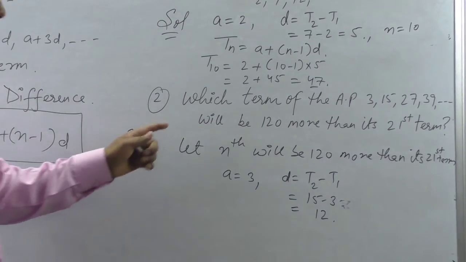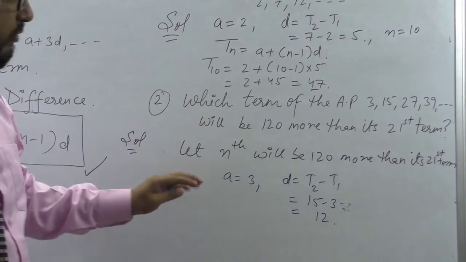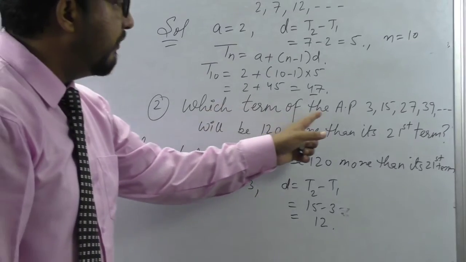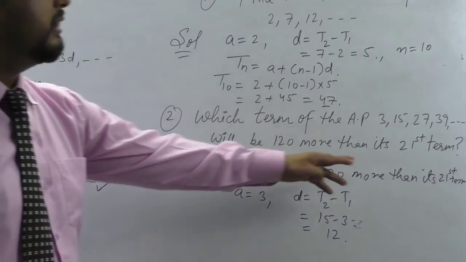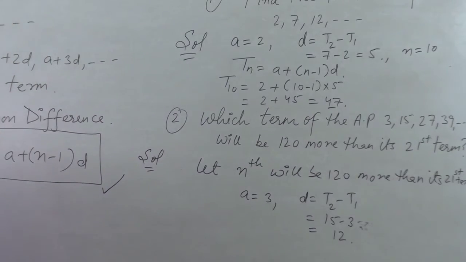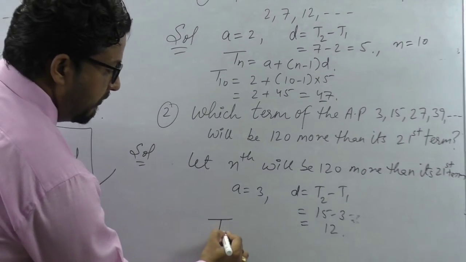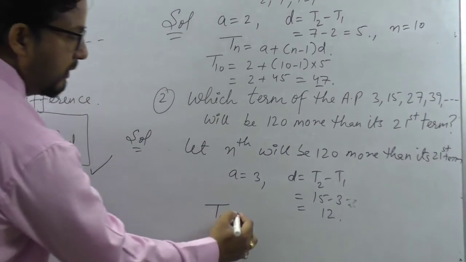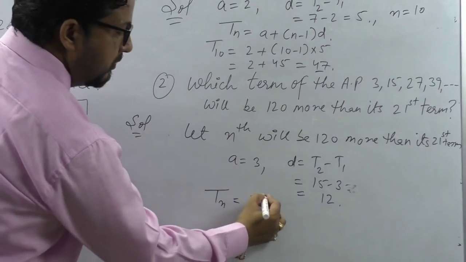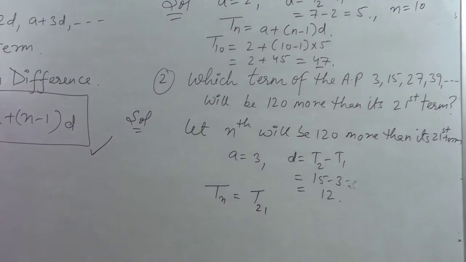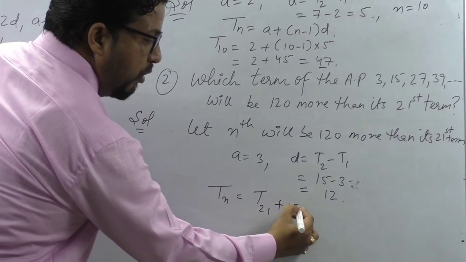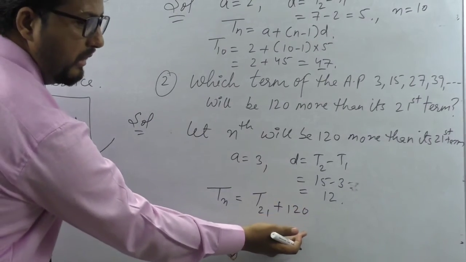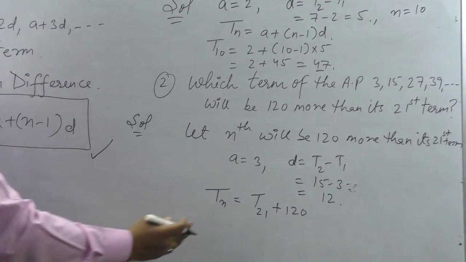Now, according to the question, we have to write the expression: which term of an AP will be 120 more than its 21st term. It means the term we have considered is 120 more than the 21st term. To balance it according to the question, we add 120 on that side, then the equation will be balanced. So now we can apply the formula.